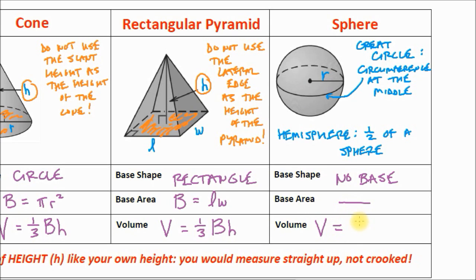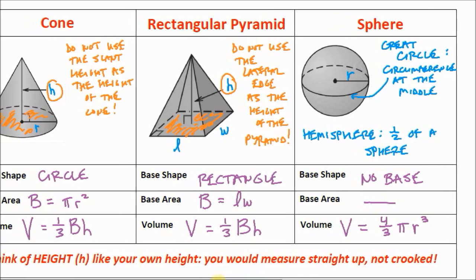The volume of a sphere is 4/3 times pi times radius, now be careful on this, cubed. The biggest mistake I see is students use this formula and use r squared. That's for area. For volume, it's r cubed.